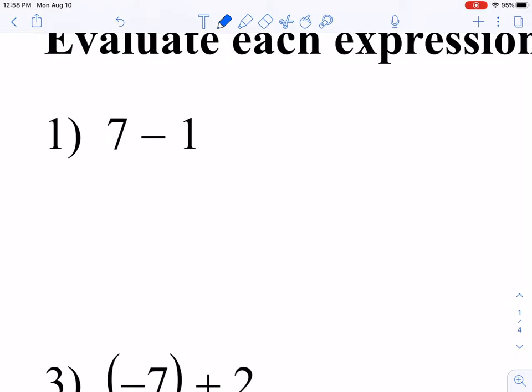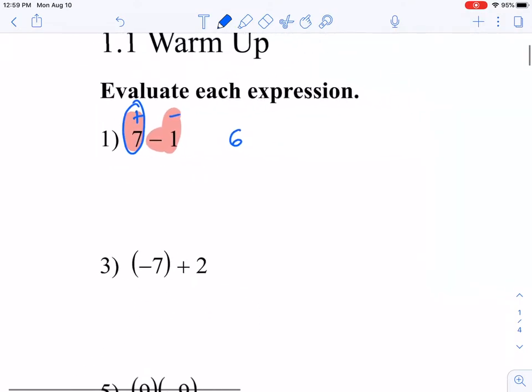So when we're working with integers, I have a positive 7 and a negative 1. This 7 is positive, this 1 is negative because of that sign. When our signs are different, we will subtract. So I'm going to say 7 minus 1 and get 6, and then we're going to keep the sign of the larger number. 7 is bigger, so it's a positive 6.